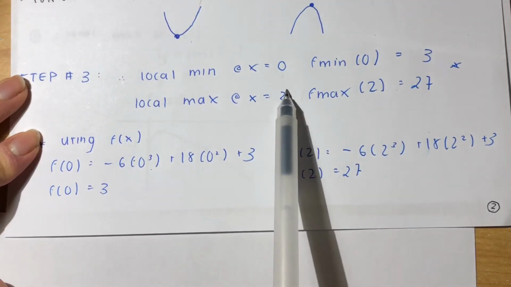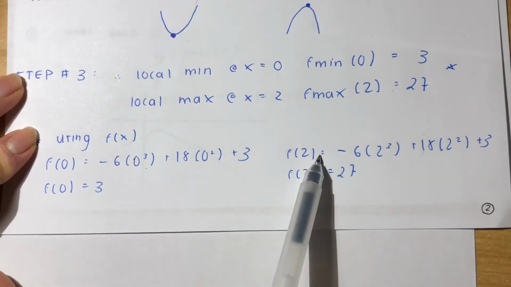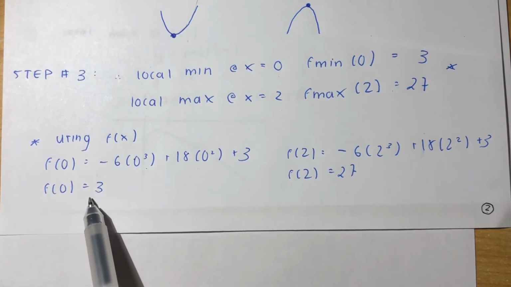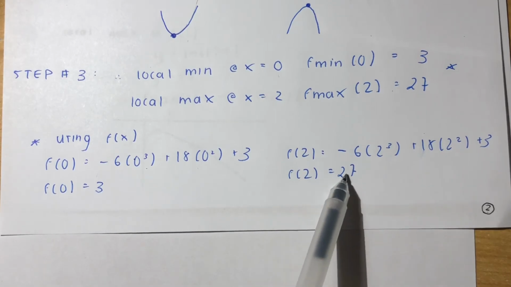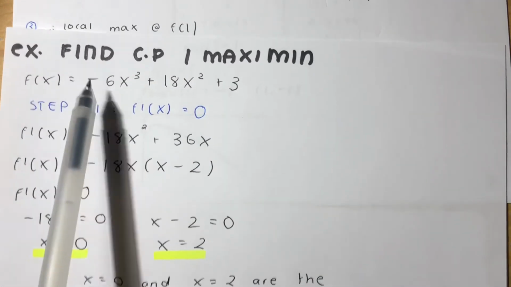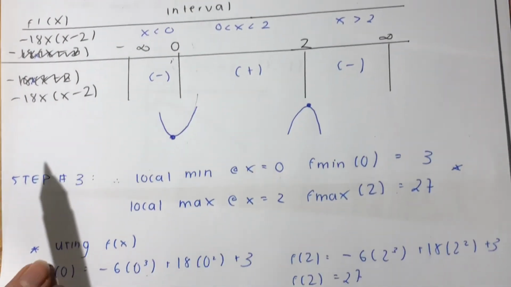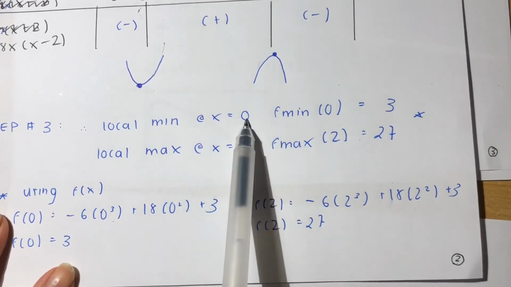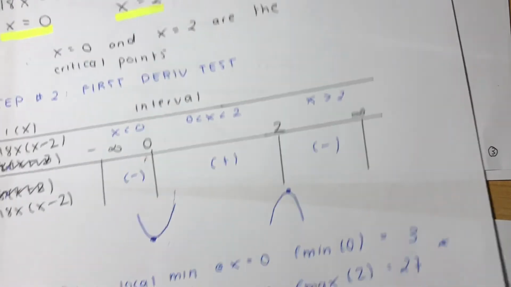We have the x coordinates, and we must plug them back into f of x to find the y coordinates. So we plug in 0 into f of x and get 3, and we plug 2 into f of x and get 27. Reminder, we're plugging the critical point into f of x, not into the derivative of f of x. And from there, we get our local minimum to be at (0, 3), and our local maximum to be at (2, 27).